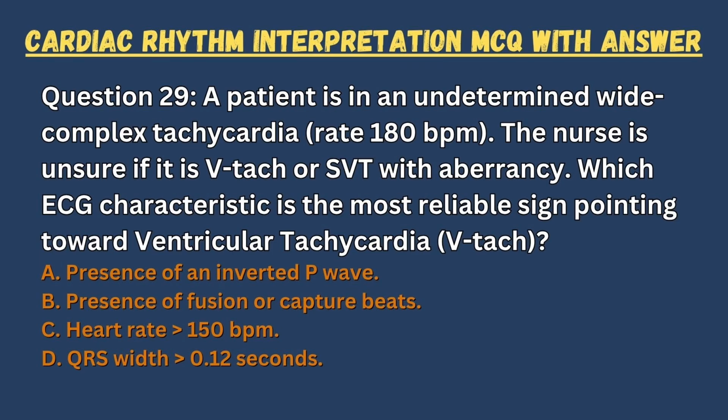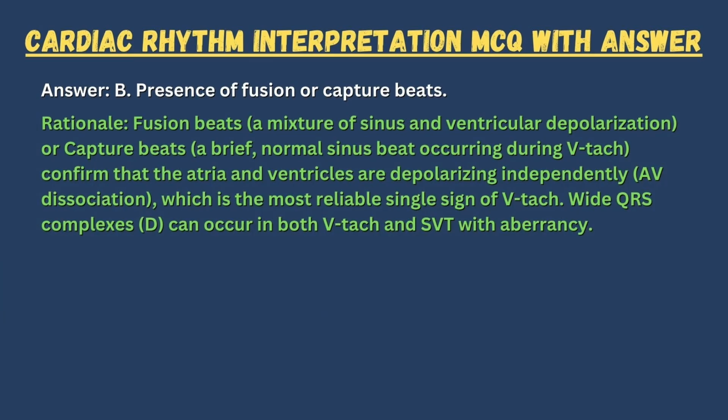Question 29. A patient is in an undetermined wide complex tachycardia. Rate 180 beats per minute. The nurse is unsure if it is V-Tach or SVT with aberrancy. Which ECG characteristic is the most reliable sign pointing toward ventricular tachycardia, V-Tach? A. Presence of an inverted P wave. B. Presence of fusion or capture beats. C. Heart rate greater than 150 beats per minute. D. QRS greater than 0.12 seconds. Answer: B. Presence of fusion or capture beats.